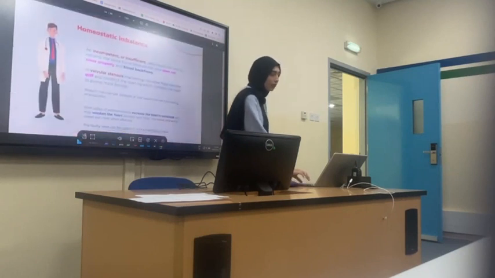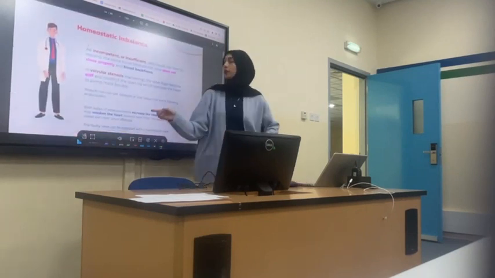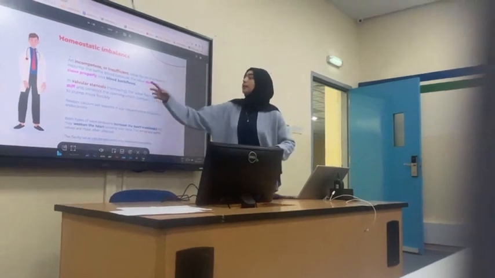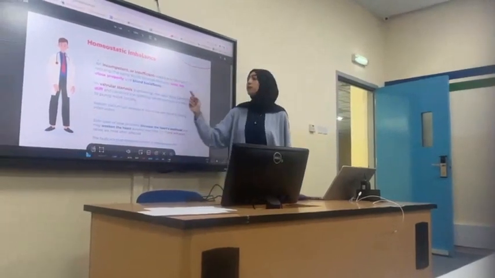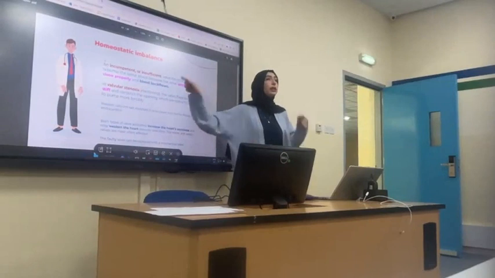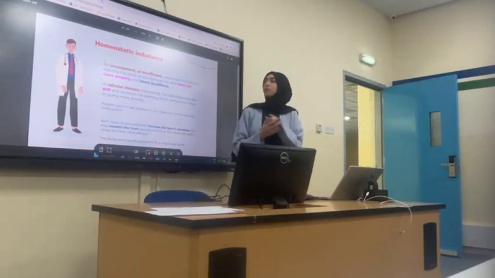Okay, now over here we have a very important homeostatic imbalance. First we have incompetent or insufficient valve, and we have valvular stenosis. Can someone tell me the difference between them?